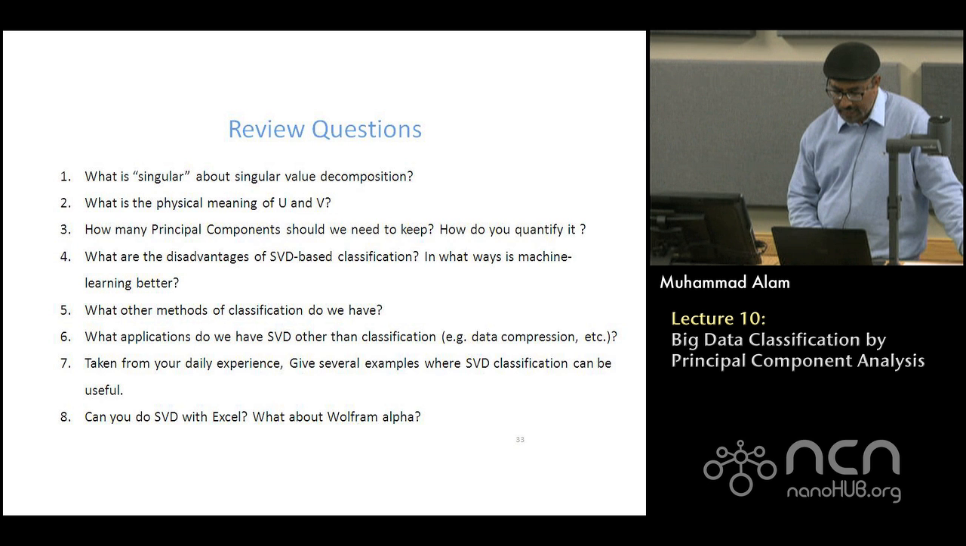What about the next one? How many should you keep? This has to do with the criteria that you should keep enough so that 90% of the information is transmitted. 85, 90, whatever is the criteria. So for this sigma, you have to look at the diagonal elements of the sigma, and from that add them up to see where they are.